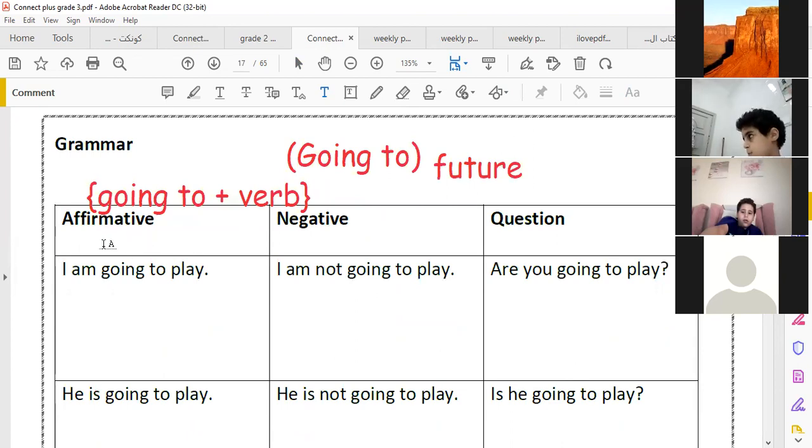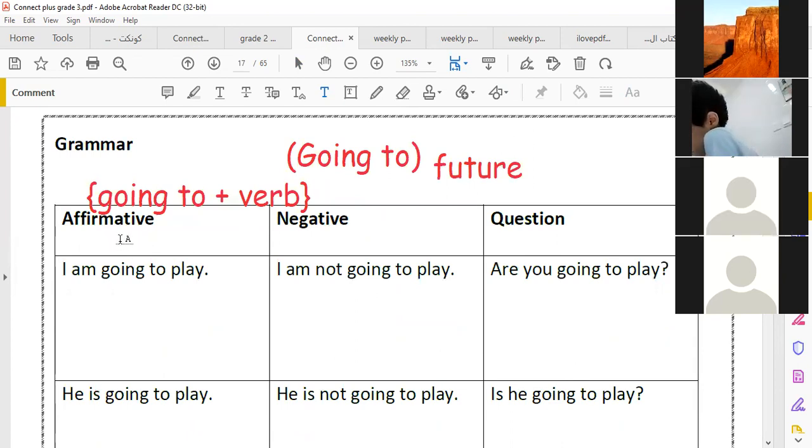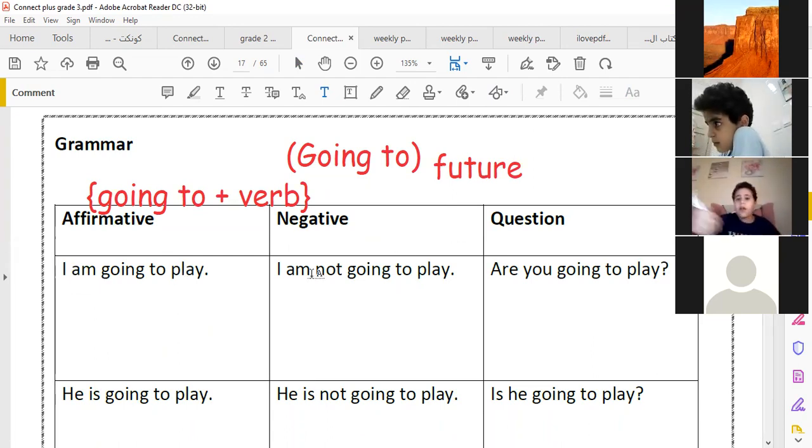Affirmative sentence is the sentence which is not a question and which is not negative. With I, we use am. I am going to play. This is an affirmative sentence. There's no not. It is not a question. There is no question mark. This is affirmative. Capital letter, full stop.